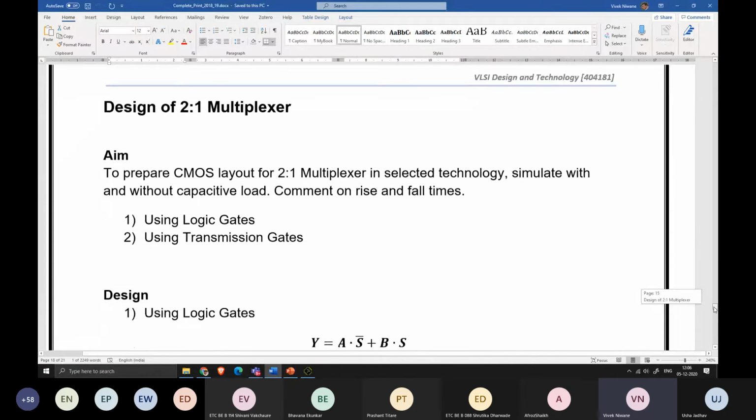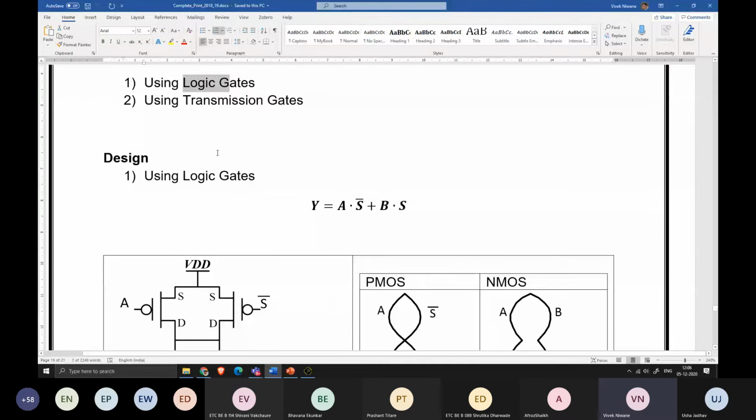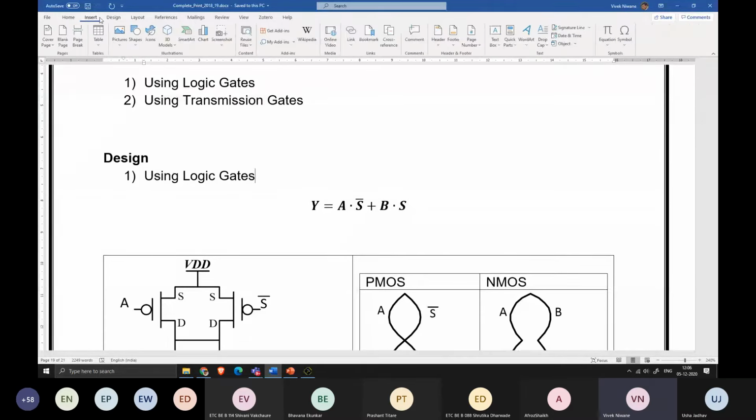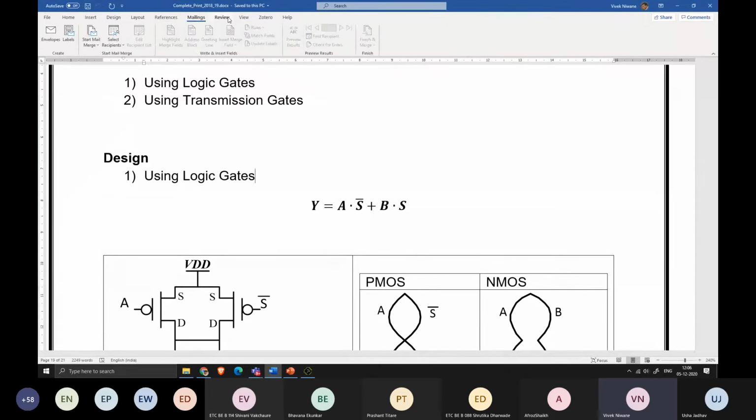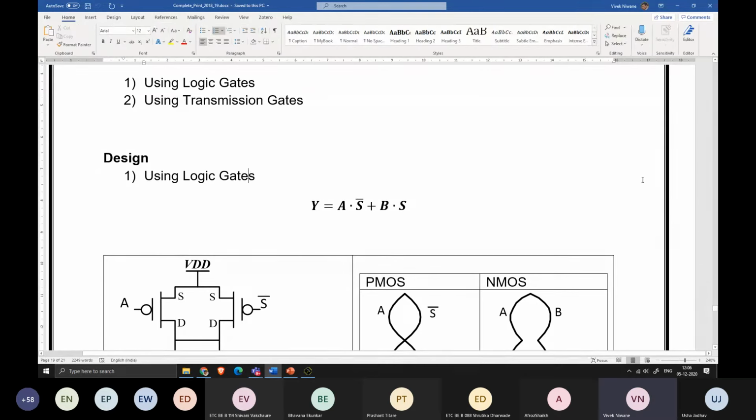Okay, then moving on to next, 2:1 multiplexer using logic gates and using transmission gate. Okay, we will discuss about the using transmission gate, but using logic gate we can write down the equation like this. Okay, can I have somewhere, yeah, fine.